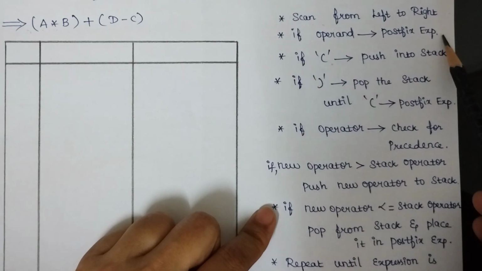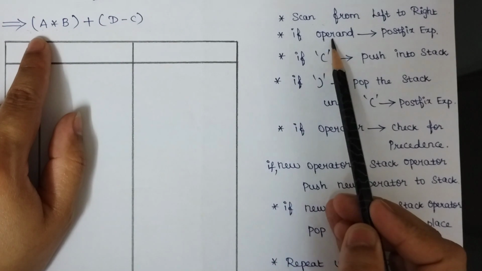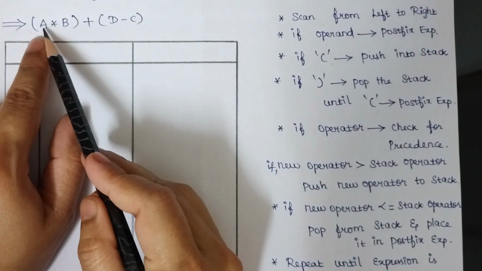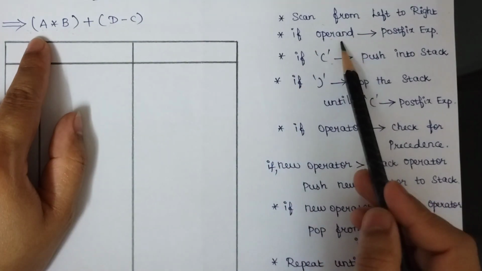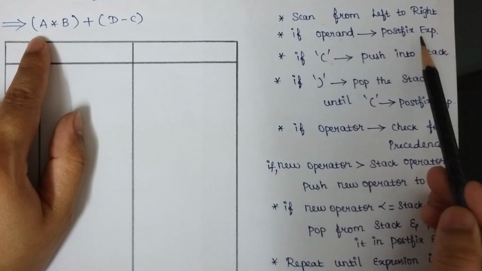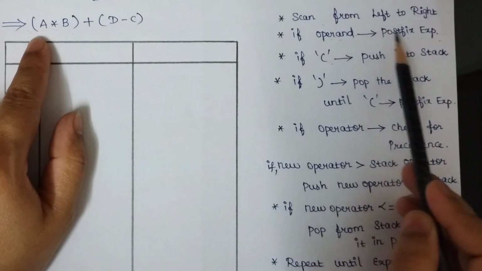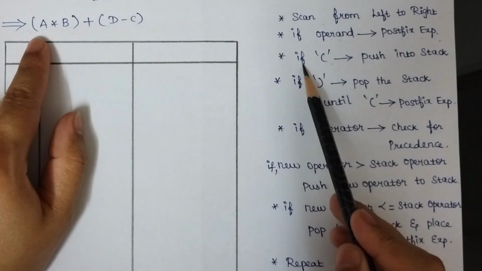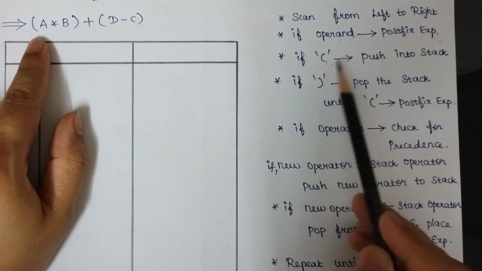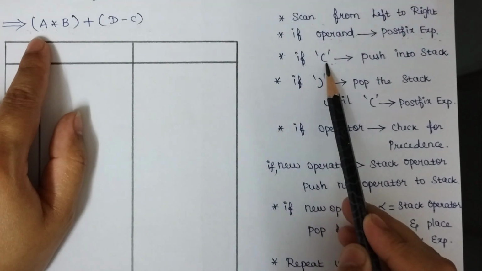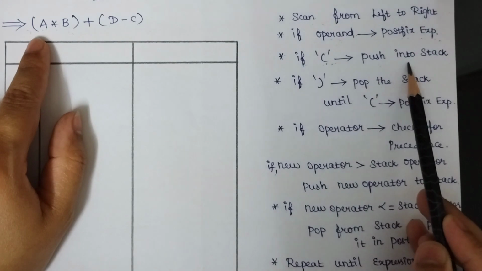The second rule: if the character that you are scanning is an operand, whether it is A or B or D or C, then you need to move that operand into an expression called the postfix expression. So if it is an operand, we move it to the postfix expression. And what if the character that you are scanning is an open bracket, an open parenthesis? Then you need to push that open parenthesis into the stack.